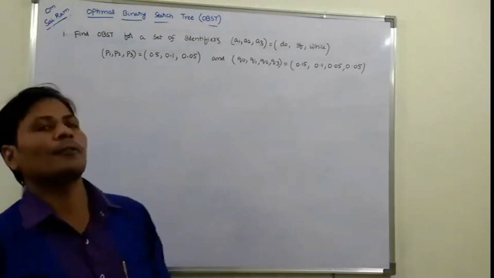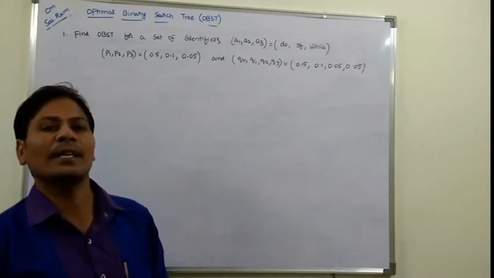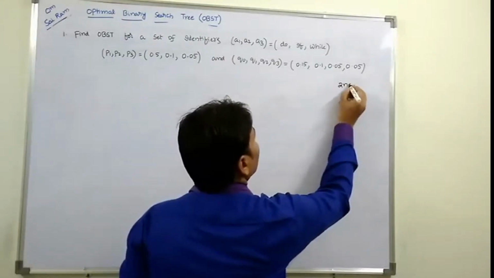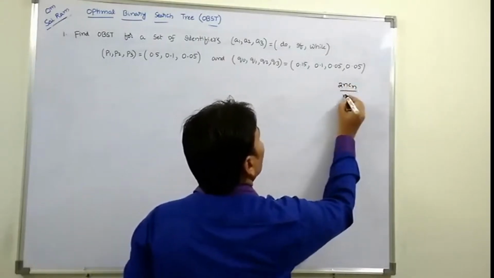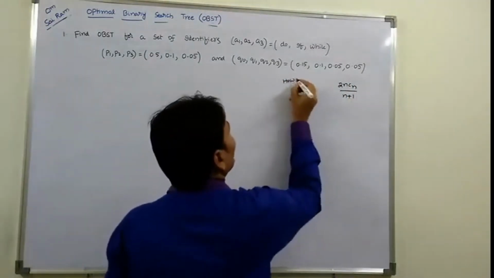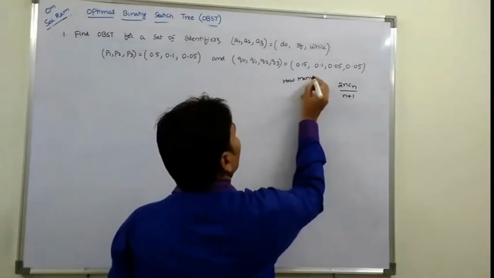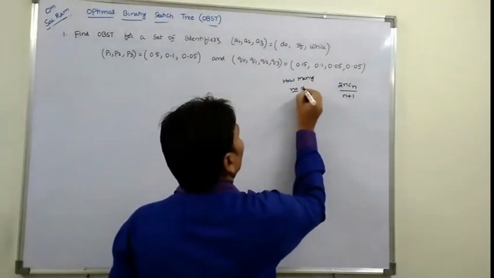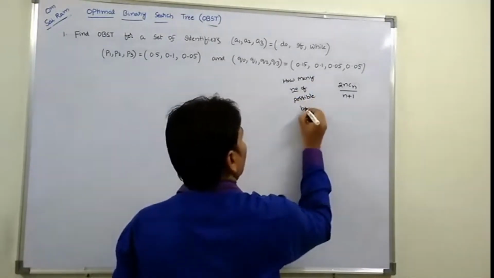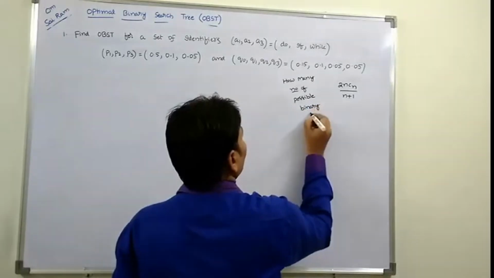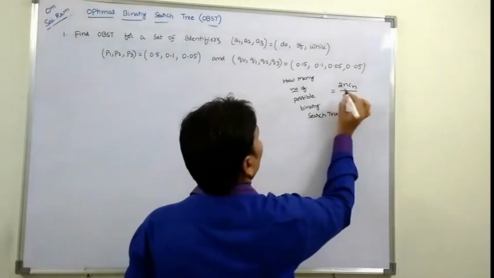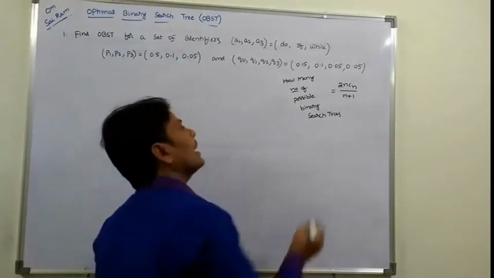So how many possible binary search trees are there? There is one formula: the number of possible binary search trees is equal to 2nCn divided by n plus 1.